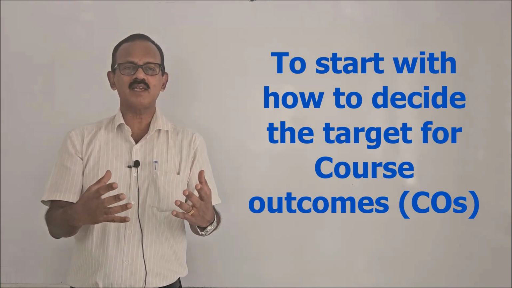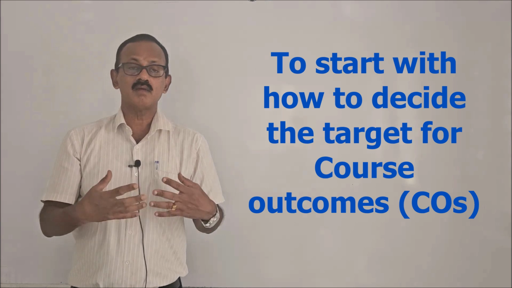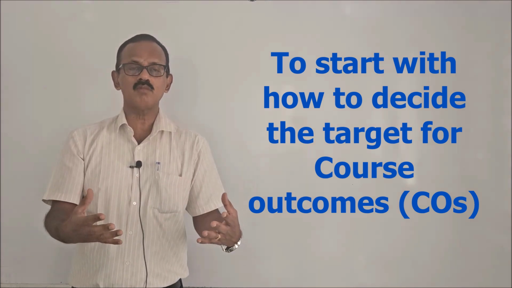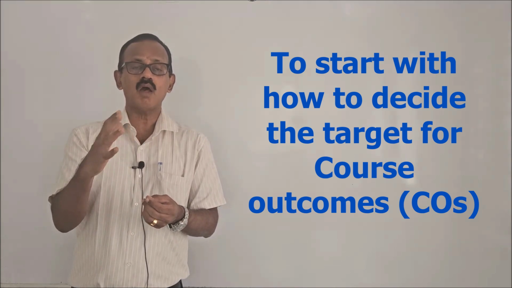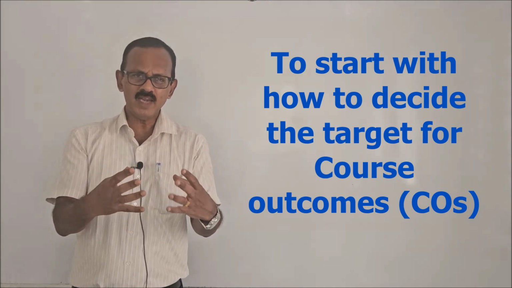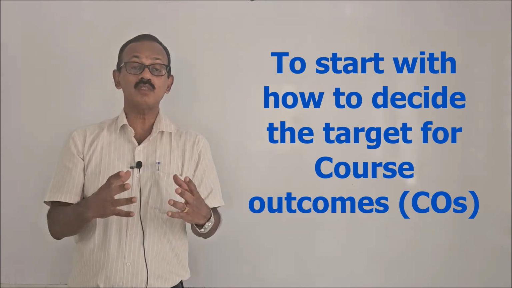For example, we can set a target that all the course outcomes will be achieved at level 2 or above. But how to find that level 2? That is the question.